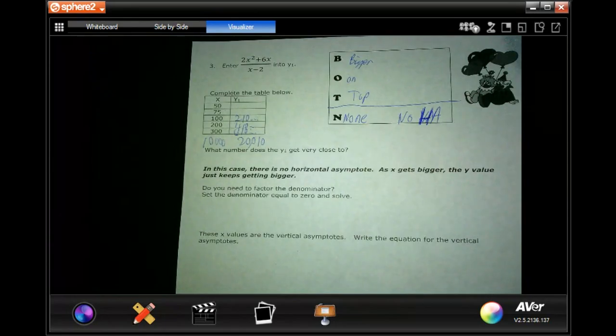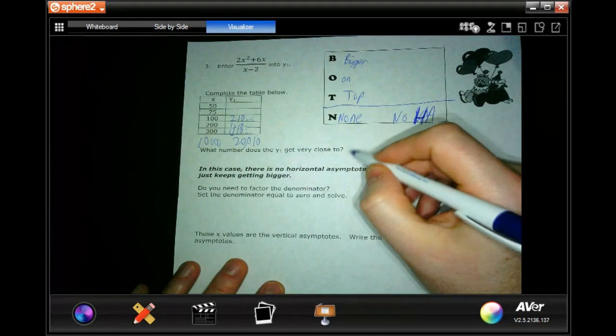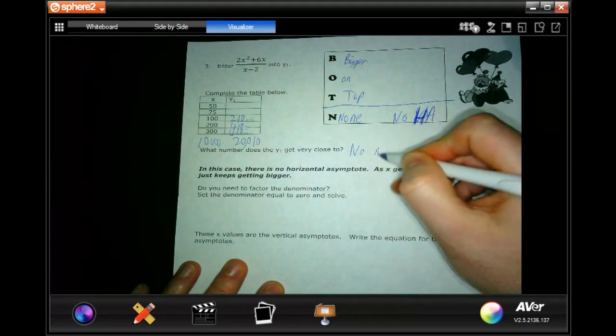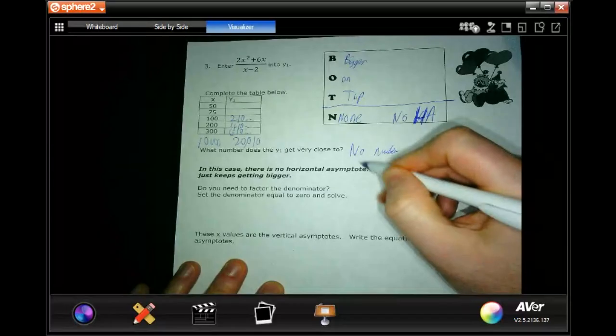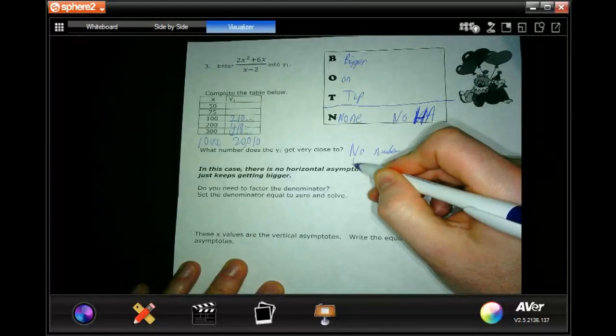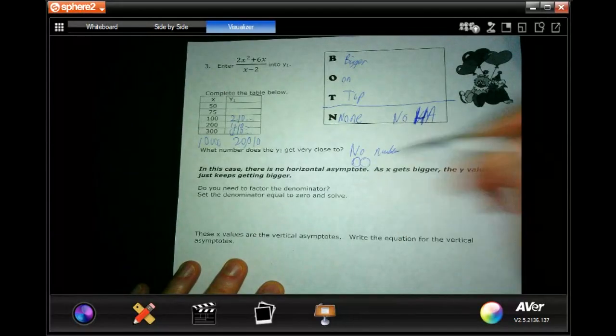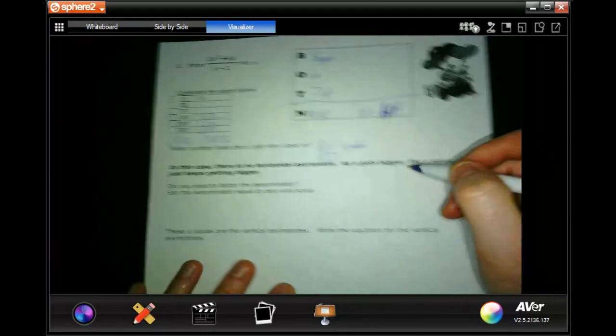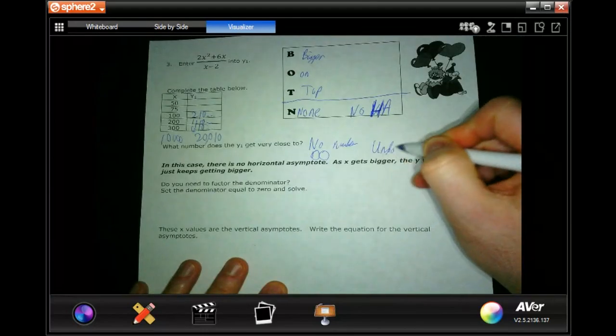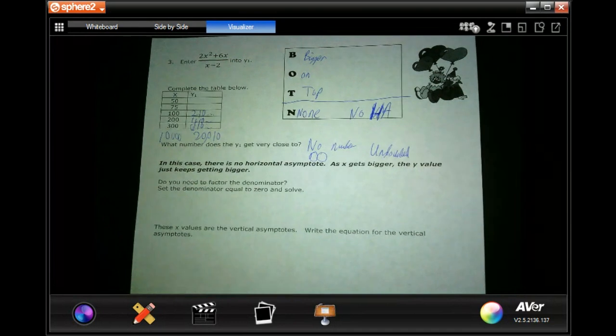What number does y get very close to? It gets close to no number. Or you could put infinity, which isn't a number. And you could also say, I want you guys to have this in your notes, unbounded. It's unbounded.